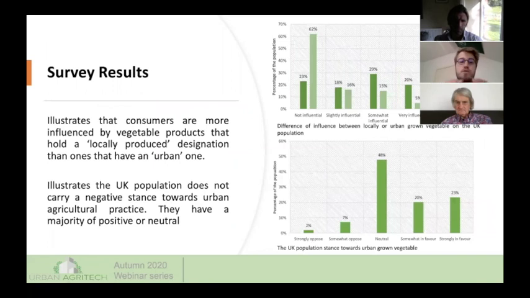Now, going more into what we know about local and urban. We see that the influence of local is greater than the influence of saying a product is produced urbanly. However, it is not because urban has less influence than local that consumers neglect it. You can see that the number of people who oppose or have a negative stance towards urban agriculture products is very little, with only 9% of the UK population. However, a great deal of the population has a neutral stance, so they are not influenced by or against this method of production.